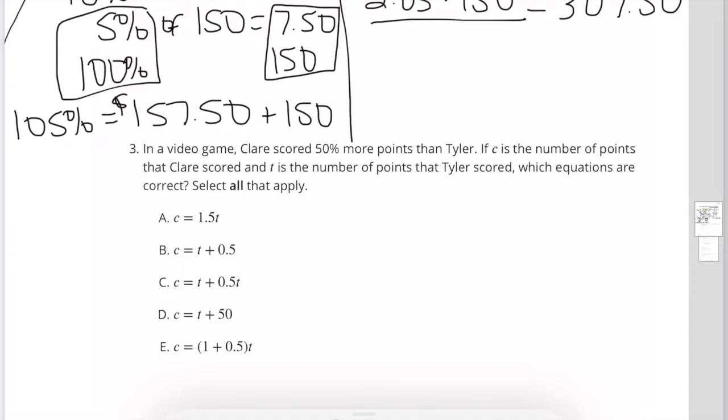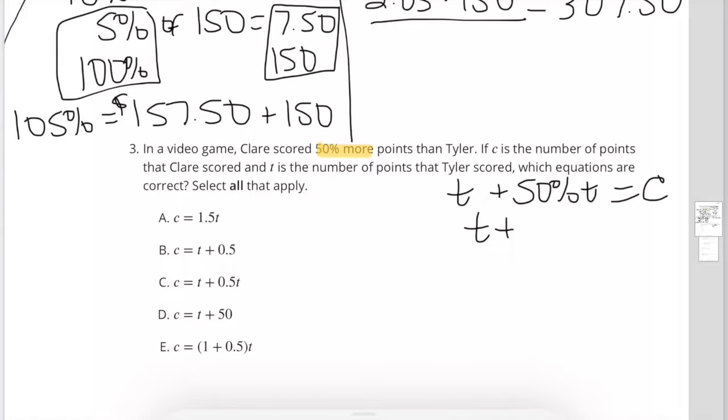In a video game, Claire scored 50% more points than Tyler. C represents the number of points that Claire scored, and T represents the points that Tyler scored. So which equations would be correct? So we know Claire scored 50% more, which would be Tyler's amount plus 50% of Tyler's amount. And that would tell me how much Claire scored. Well, to simplify that, I can't multiply a percentage. I have to change it to a decimal.